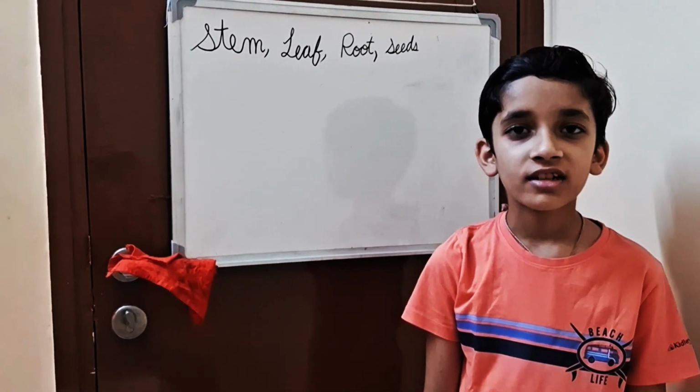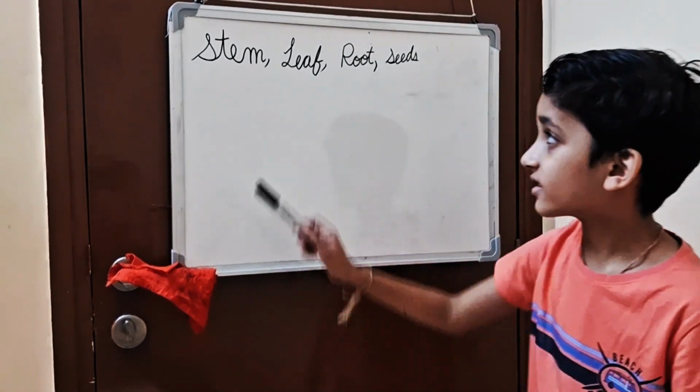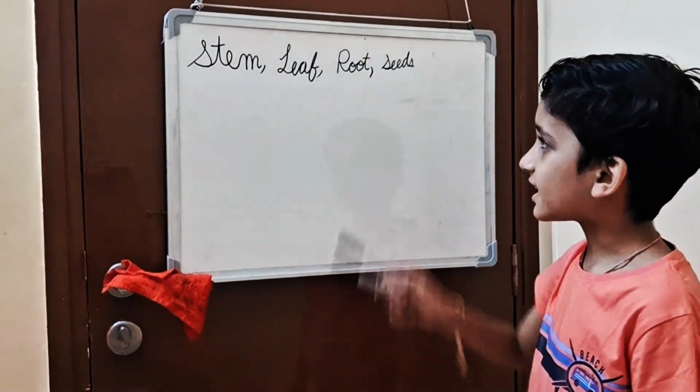Today we are going to learn about how plants grow. Plants grow from four things: stem, leaf, root and seeds.